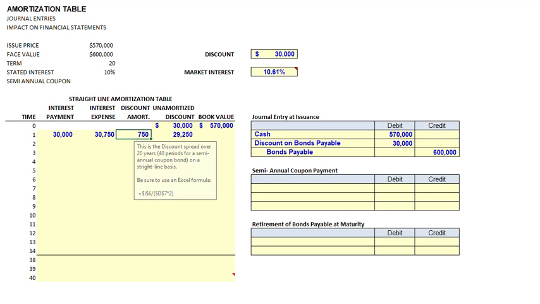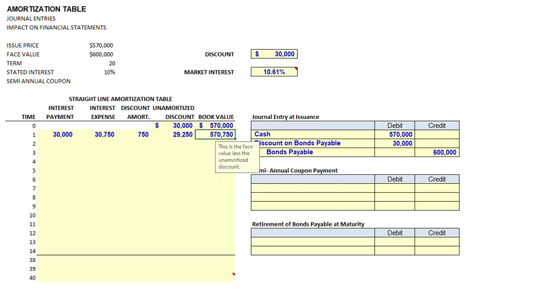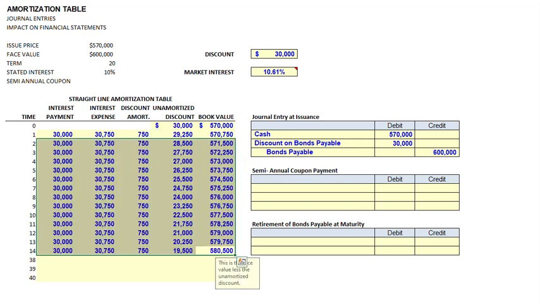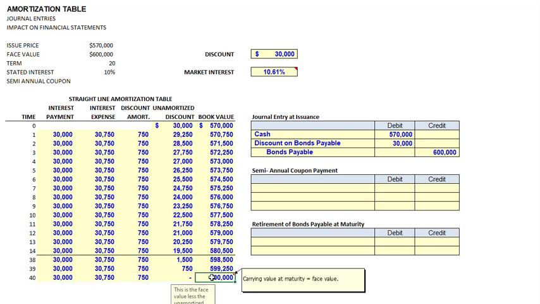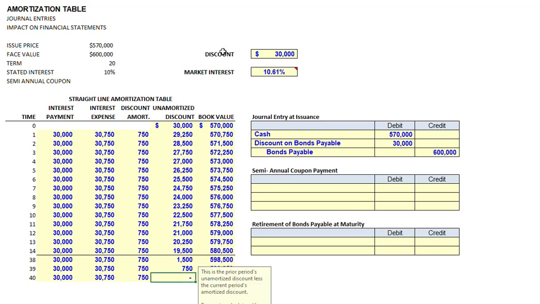Our net book value of the bonds will increase from $570,000 to $570,750. Again, this is always the face value, in this case the $600,000, minus any unamortized discount. If we use Excel formulas in this row, we can copy this row all the way down our amortization table. I've broken it into two parts since I've hidden the years or periods 15 through 37. One thing we can note is that at maturity, the bond's carrying value equals its face value. We have fully amortized the discount.